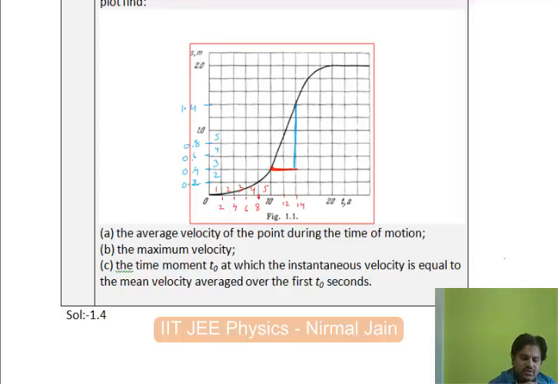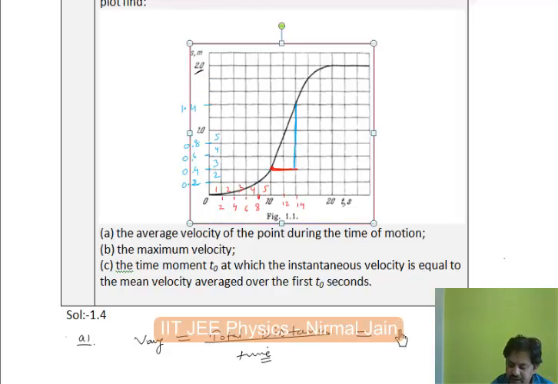So from this figure we can easily note that V average is equal to total distance upon total time, right? From this graph we can easily see that the total distance covered is 2 meter. This is 2.0, not visible clearly. This is 2 meter divided by the total time, which is 20 seconds.